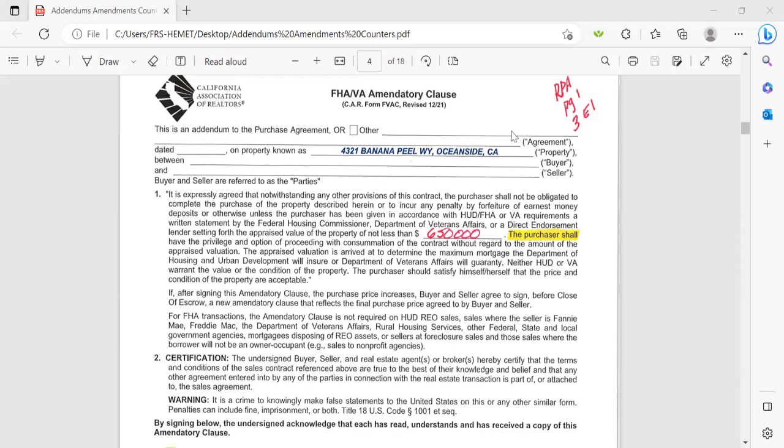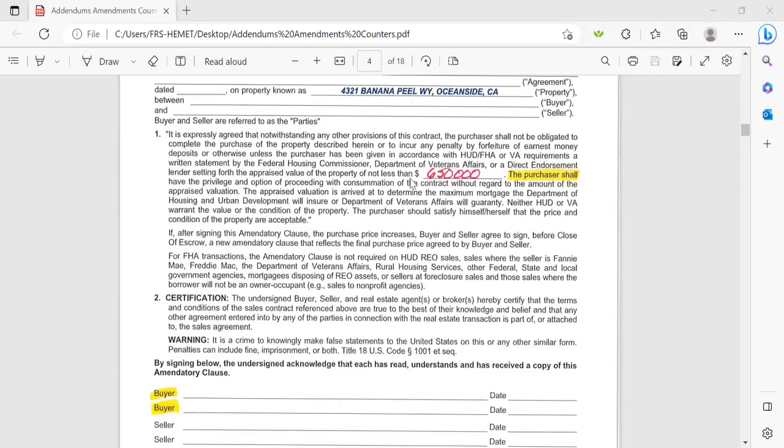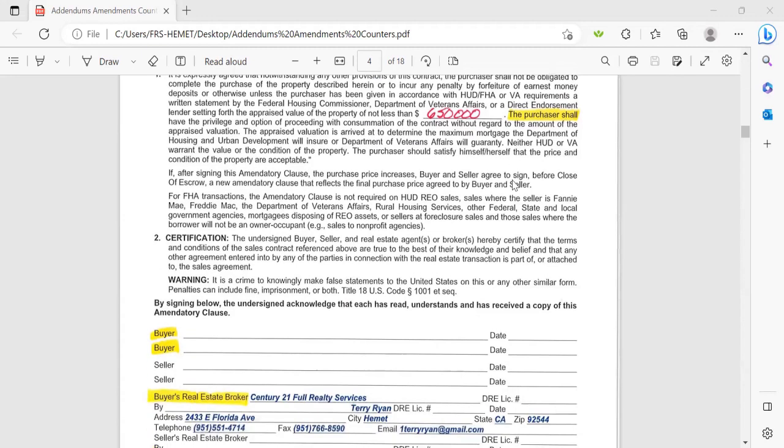And basically what it says is that the purchaser does not have to pay more than this amount of money. Obviously, we're not dealing with a manufactured home here. But they don't have to pay more than this amount of money for the property. They have the option of proceeding with consummation of the contract without regard to the amount, but they don't have to pay more than that amount. So if they put an offer in of $650 and said that's the most we can pay, and the appraisal goes out and comes in, and somebody tries to counter it with a higher amount, they don't have to pay anything different than what they put in this box.